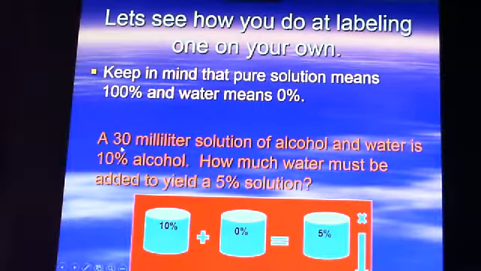So where does the 30 milliliters go? Well, it says a 30 milliliter solution of alcohol and water is 10% alcohol. So the 30 must go with the 10. We want to know how much water, so that must be our x, which means if we have 30 plus x on the left hand side, we've got to have 30 plus x on the right hand side.